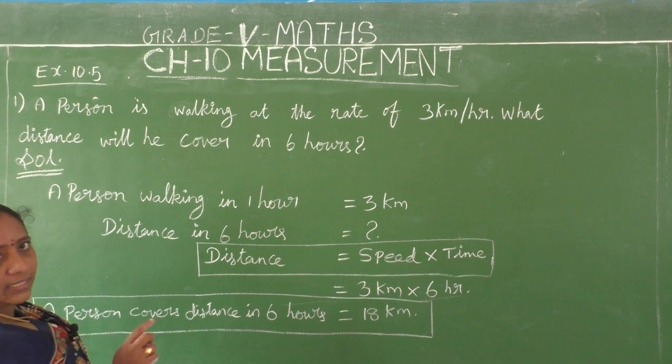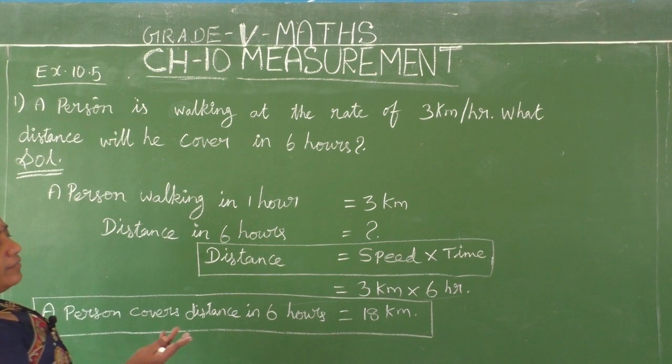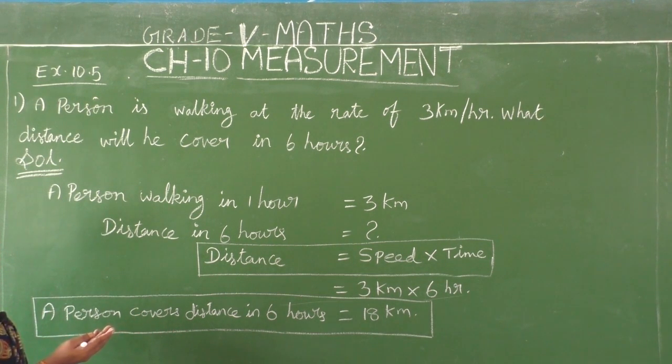The timing is 6 hours. They are asking for 6 hours only. Then we have to multiply the speed into time. The speed is 3, timing 6 hours, so 3 sixes are 18. So the distance a person covers in 6 hours is 18 kilometer.